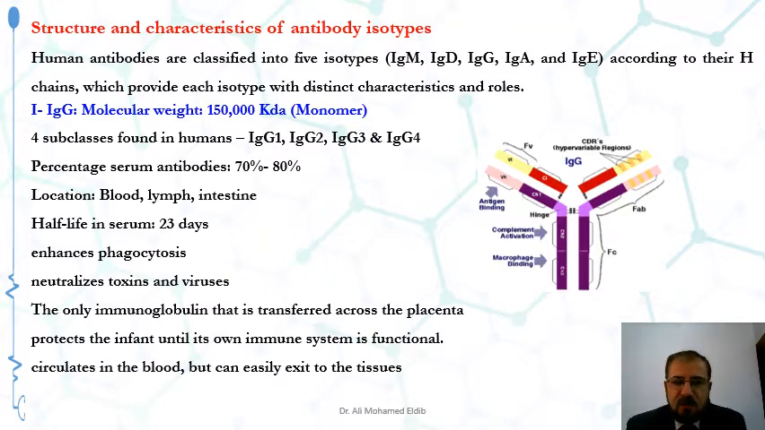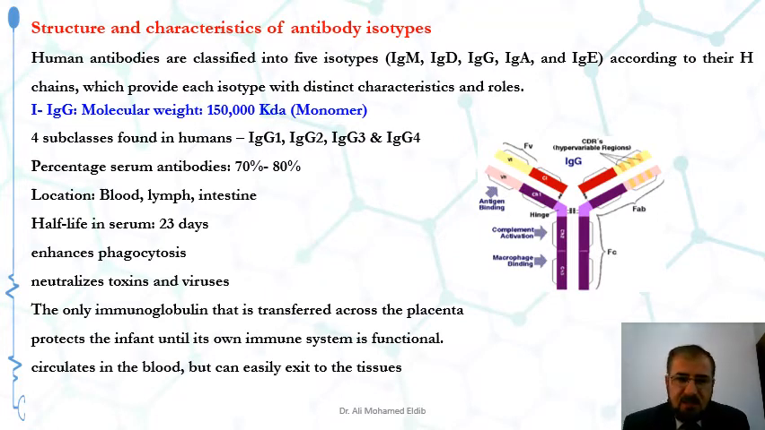It contains 4 subclasses: IgG 1, 2, 3, and 4. The percentage in serum is about 70 to 80%. It is a really dominant antibody. It is located in blood, lymph, intestine, in all other body fluids, and also in some tissues. You can find IgG antibodies there. The half-life in serum is about 23 days.